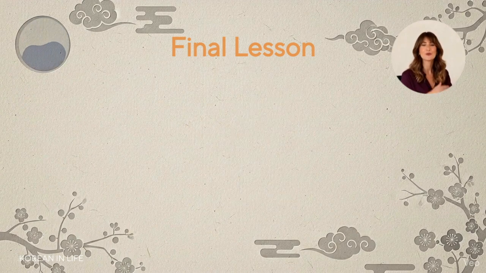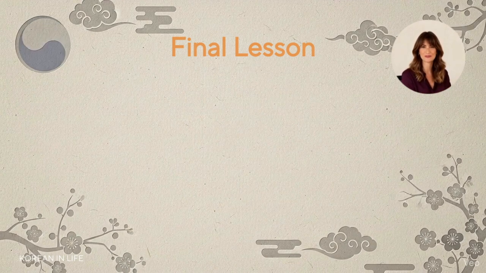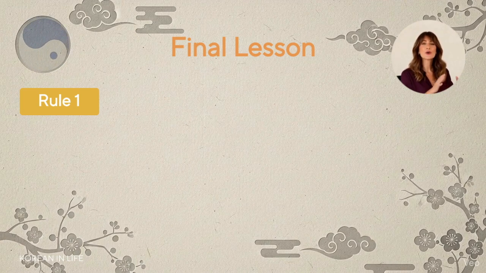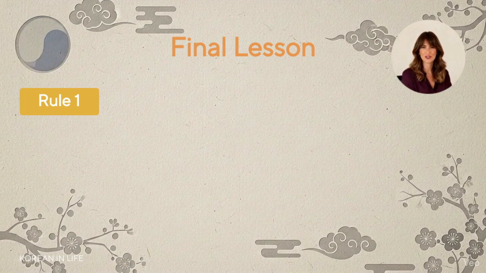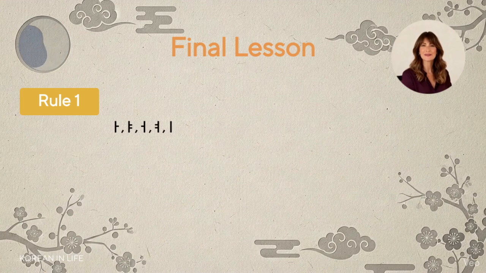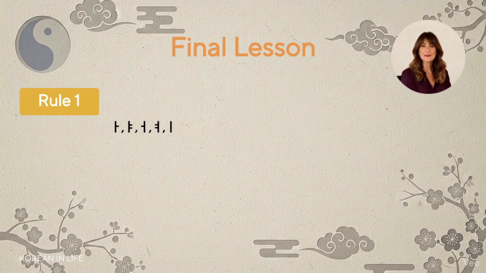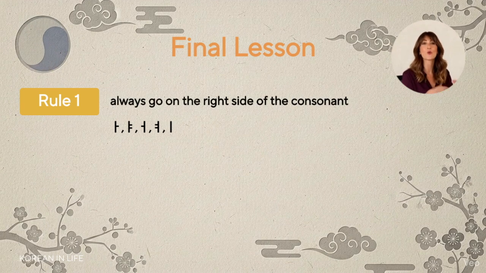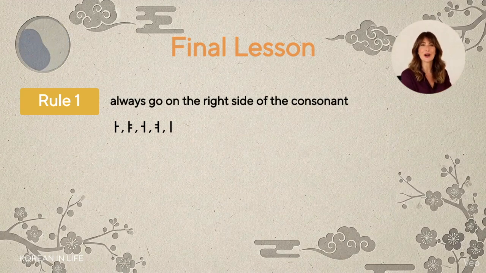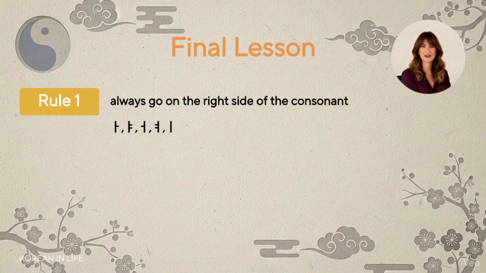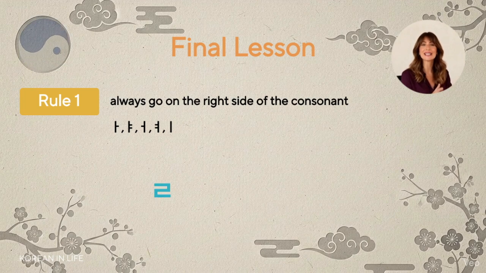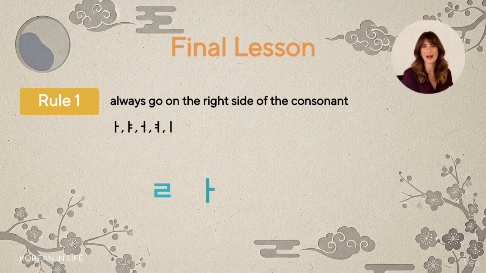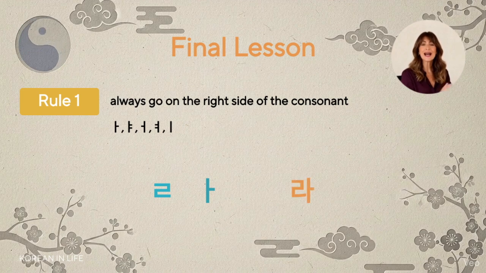You only need to remember 4 simple rules. Rule number 1. Remember those tall vowels that are long vertically, like a, ya, o, ya, and e? These vowels always go on the right side of the consonant. For example, when the consonant lir meets the vowel a, it sticks to the right and becomes la.